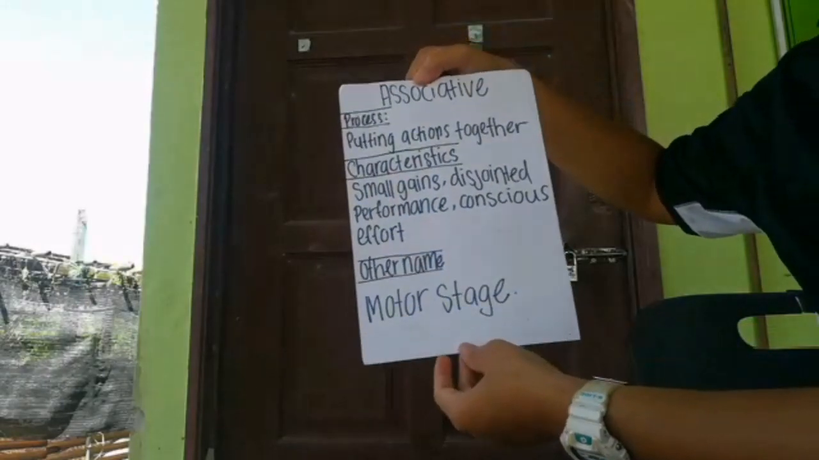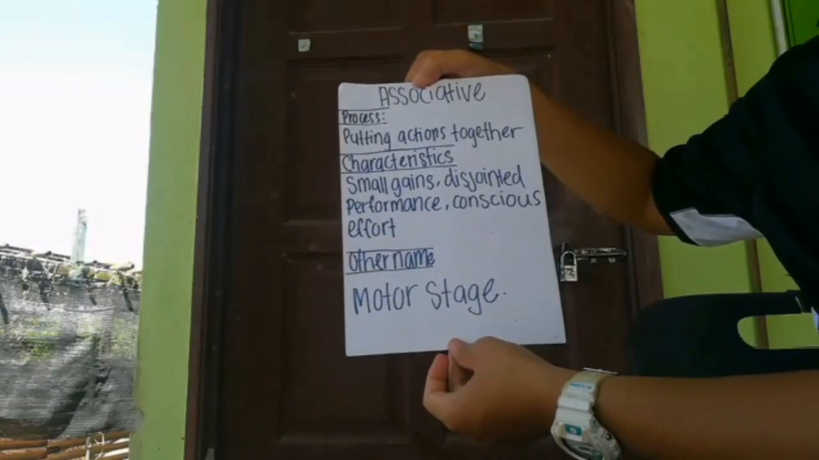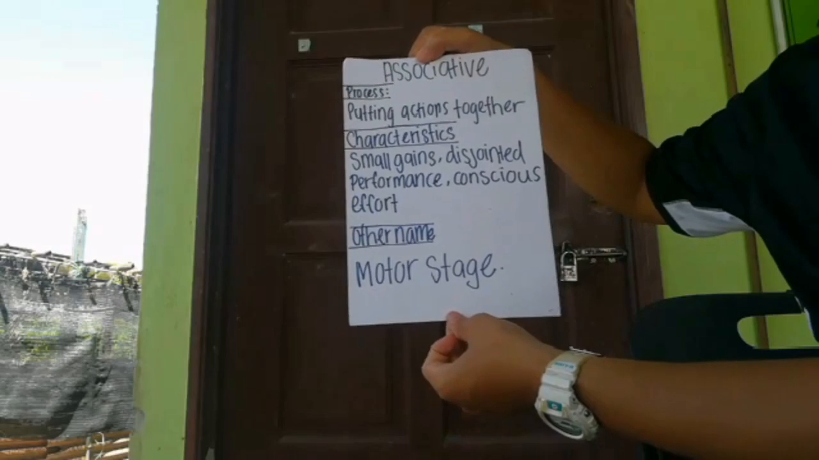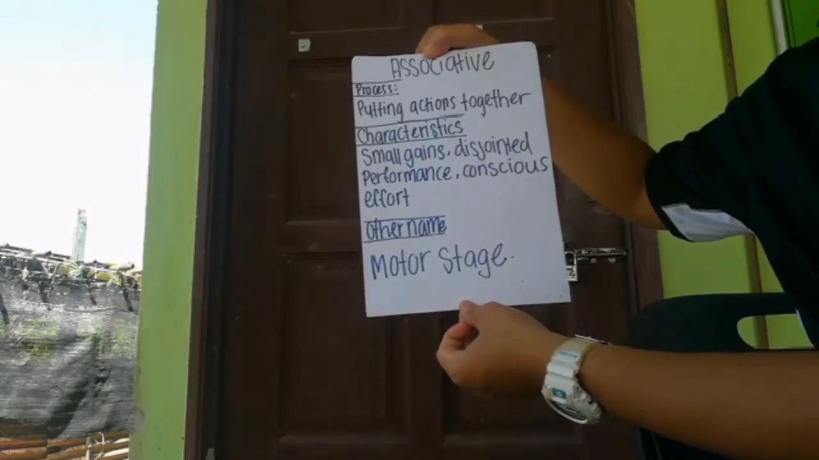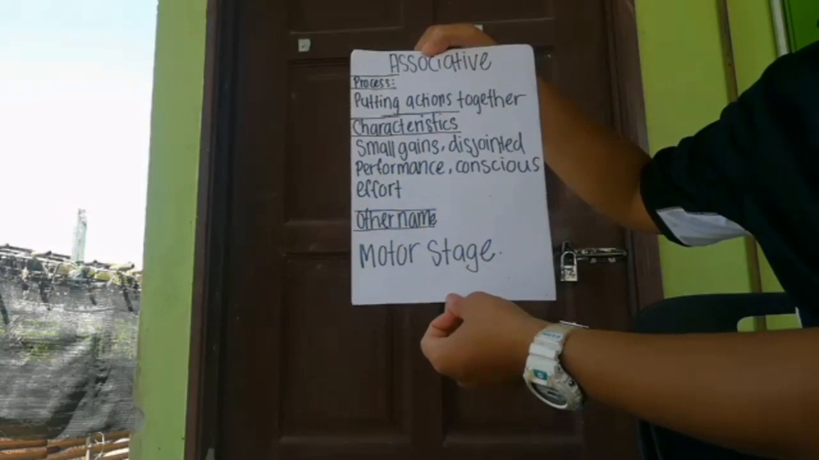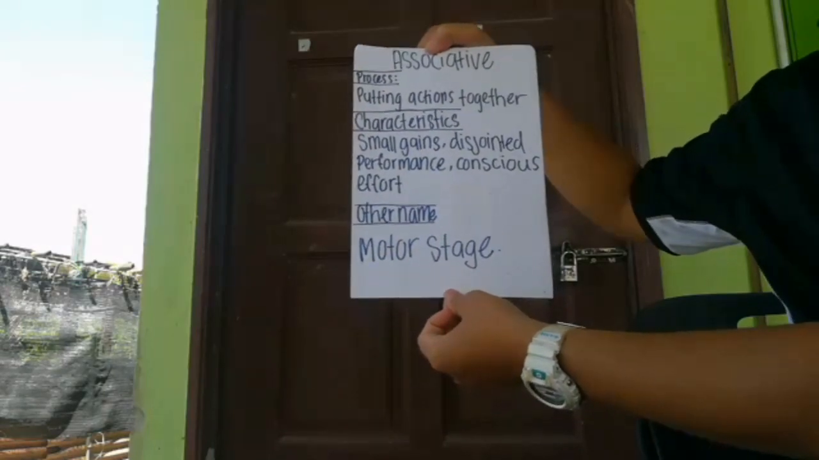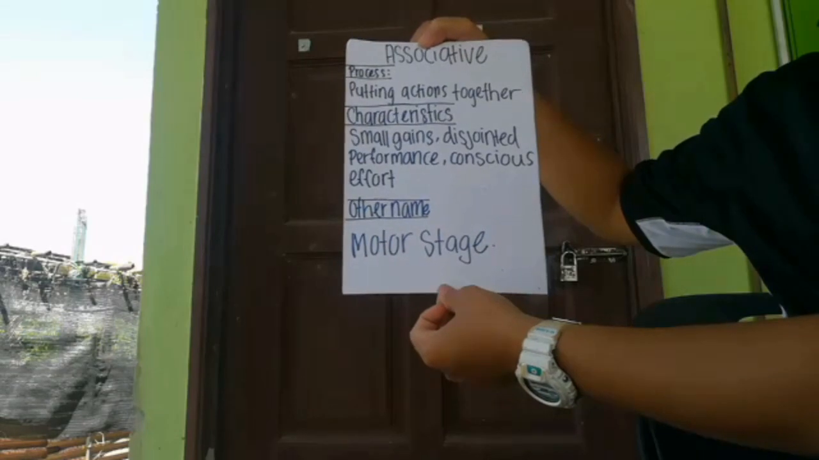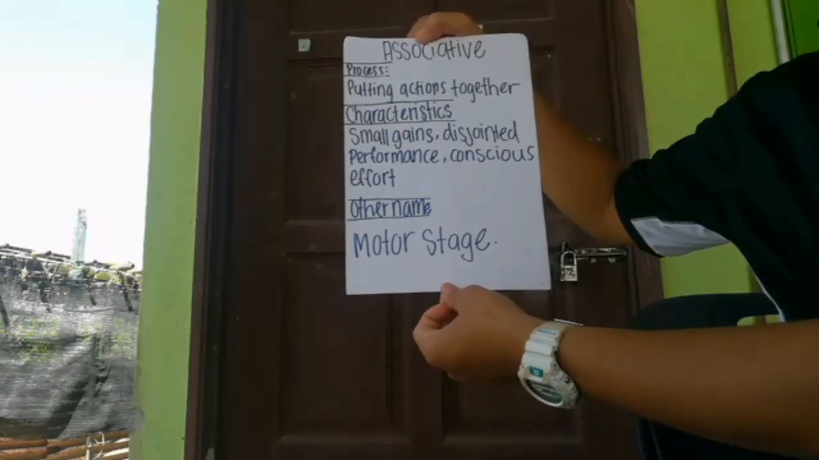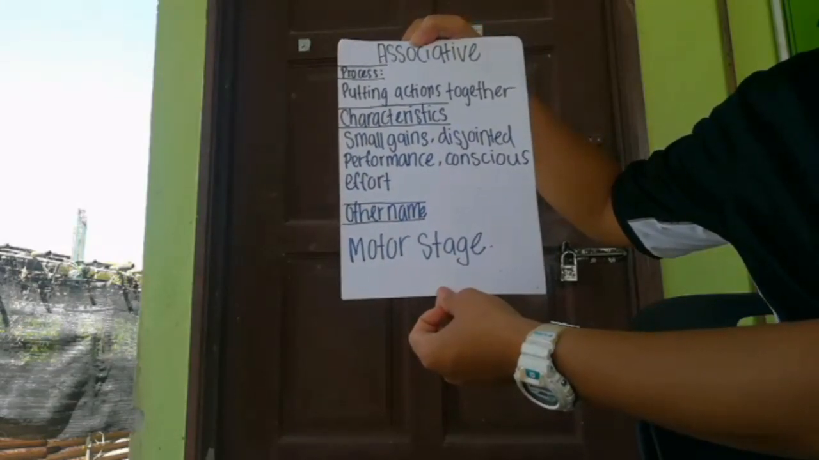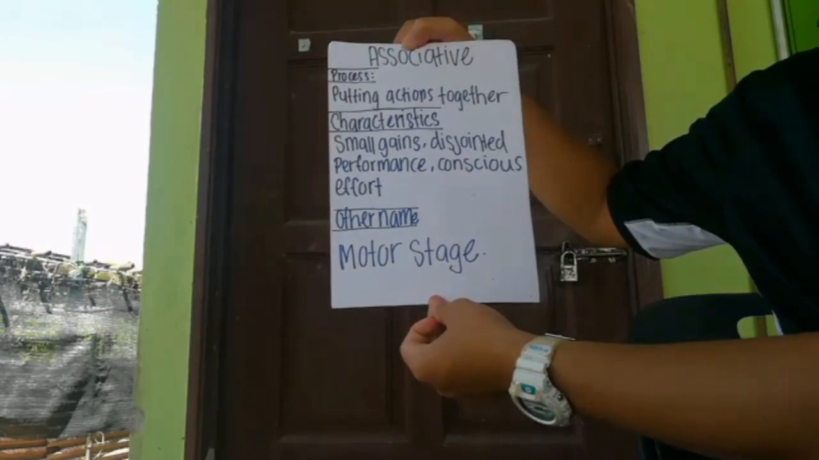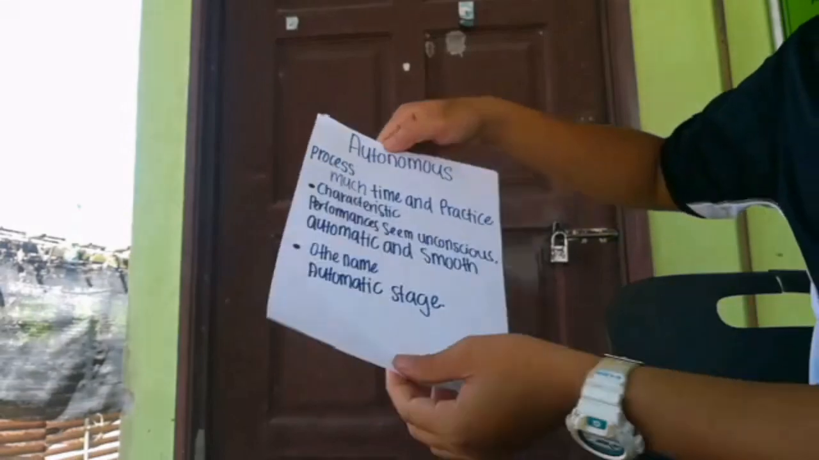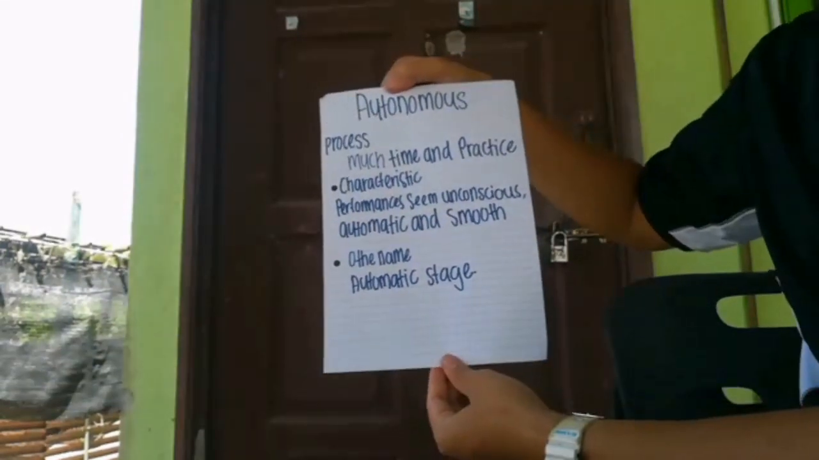This is the associative stage. The process is putting the action together. The characteristics are small gains and disjointed performance, with conscious effort. Another name is the motor stage. The explanation is that the person has learned to associate cues from the environment, which requires movement work to refine performance to be more consistent.